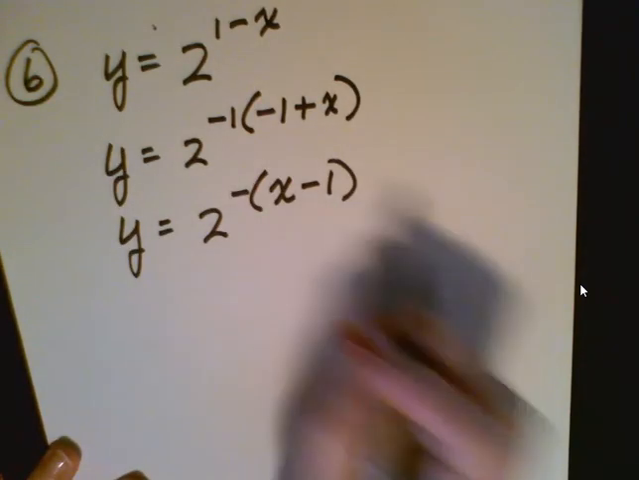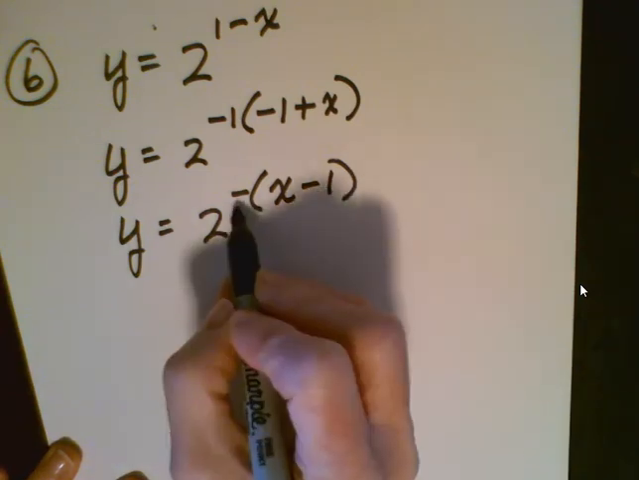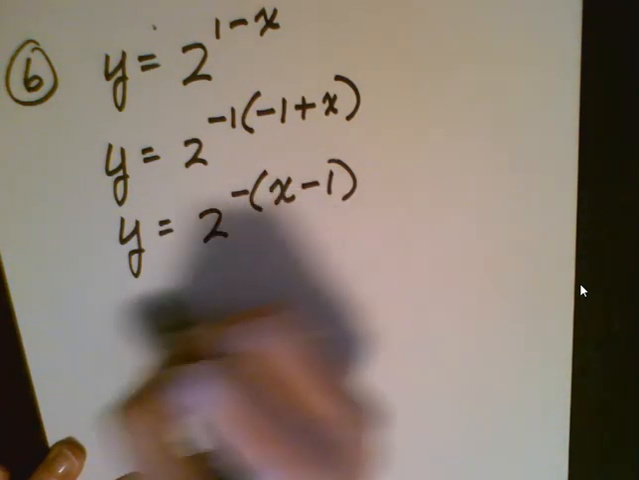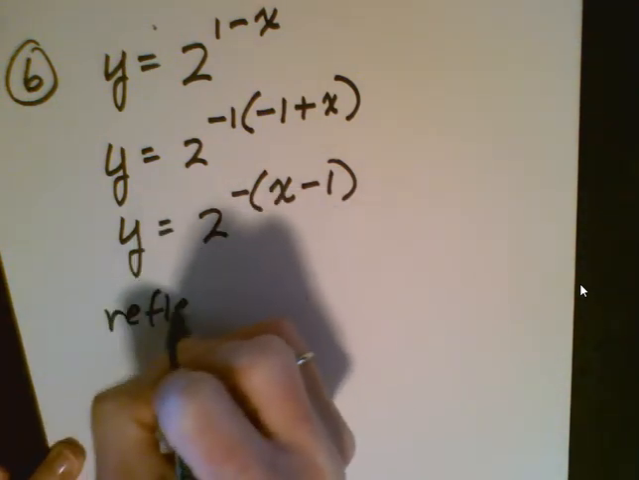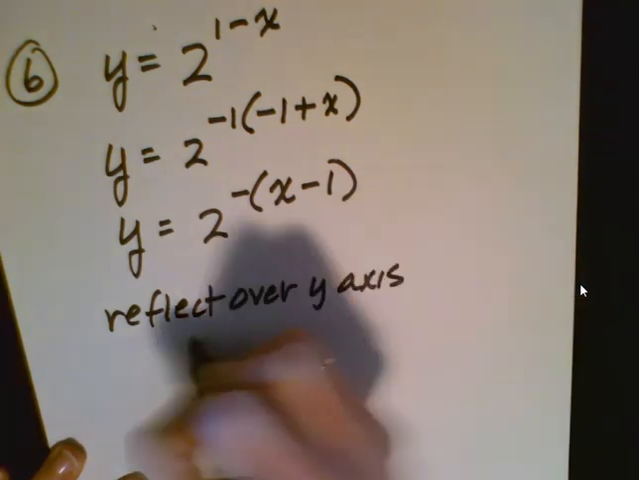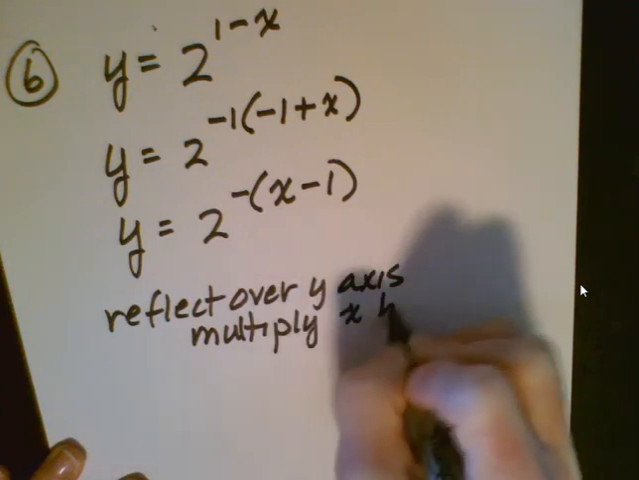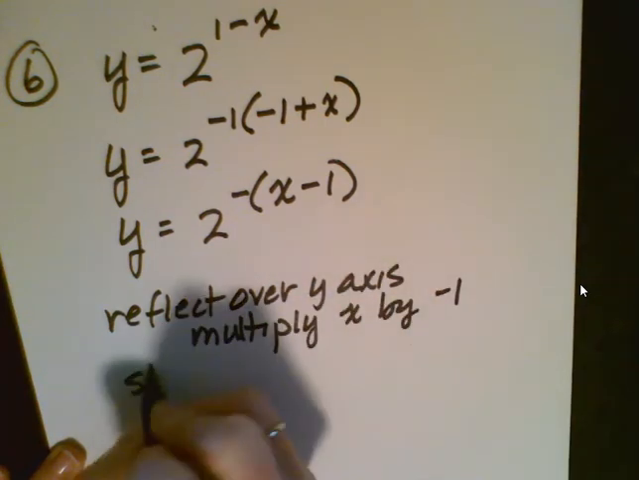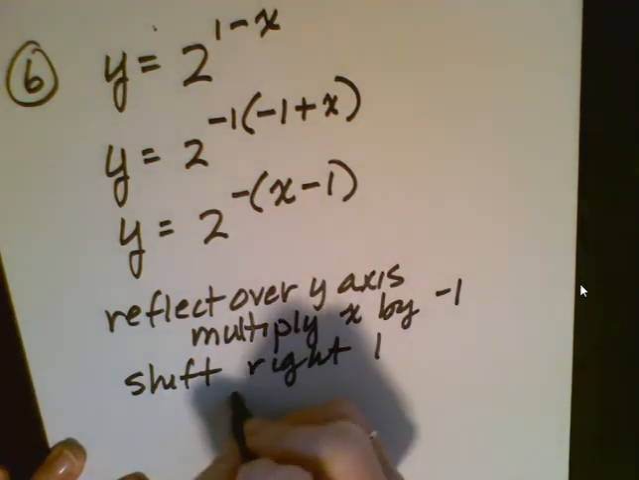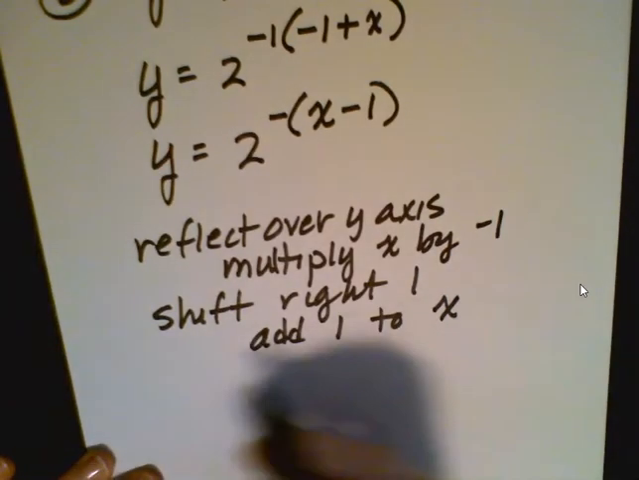Now we see two different transformations happening here. This means shift right 1. This means reflect over the y-axis. Okay, so let's make a note: reflect over y-axis, that means multiply x by -1, and we're going to shift right 1, and that means add 1 to x. So we multiply before we add. So that's what's going to happen.